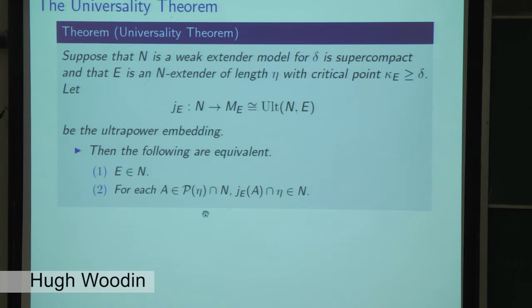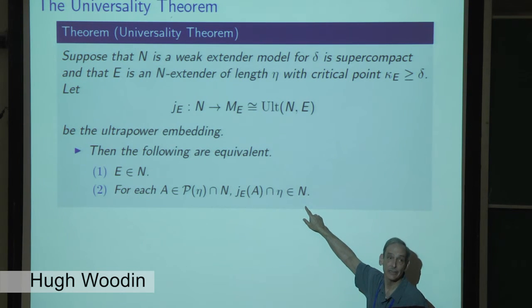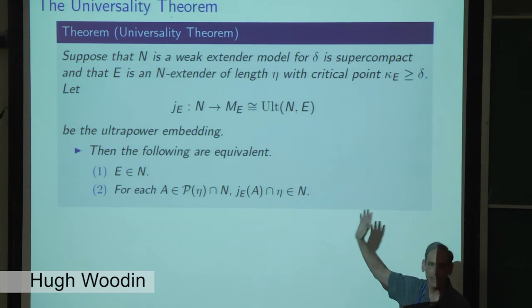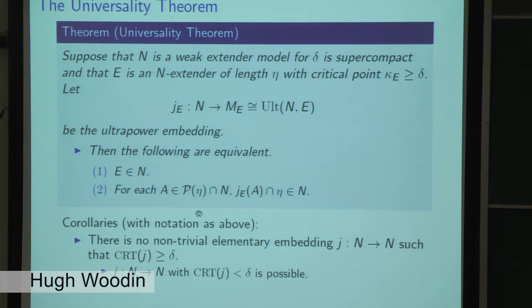The extender is in the model, and for every subset of eta that's in the model, E of A intersect eta is in N. This has to be true if the extender's in the model, trivially, and that's equivalent to the extender being in the model. There's no assumption on strength here. It's any embedding whatsoever. So weak extender models have a remarkable universality property. This basically says all large cardinals go down.